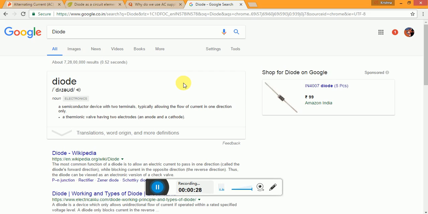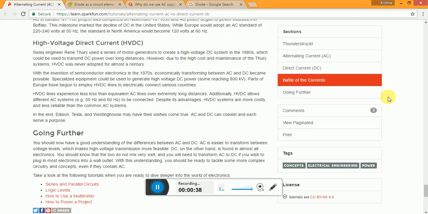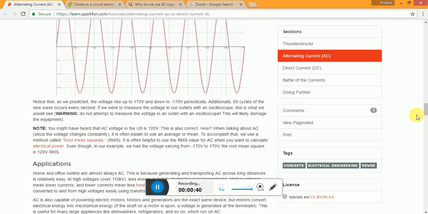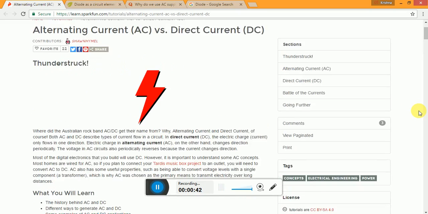So are they trying to hint that current is able to change direction, and that there are forms of current that can change their polarity or direction? Well, the answer is yes, because we have two forms of current, right? That's AC and DC. So here you are, AC, DC.